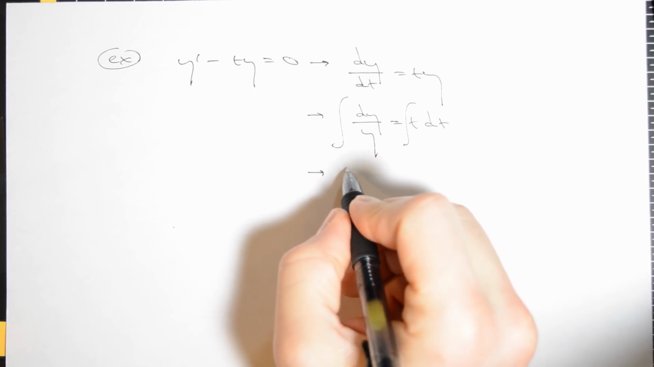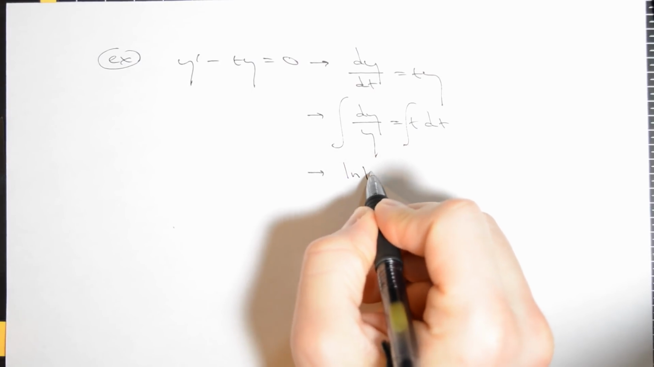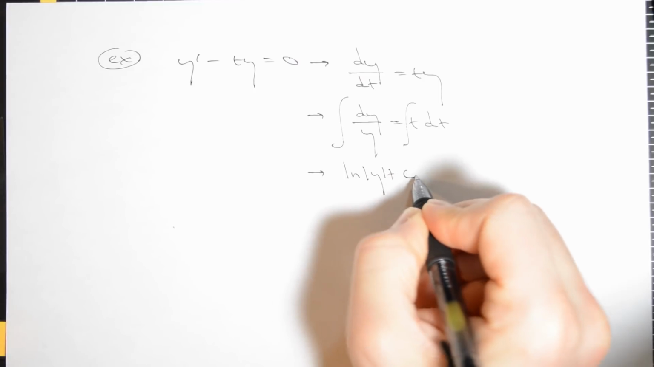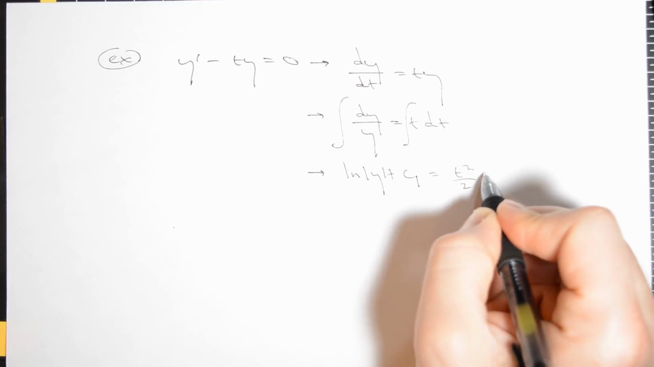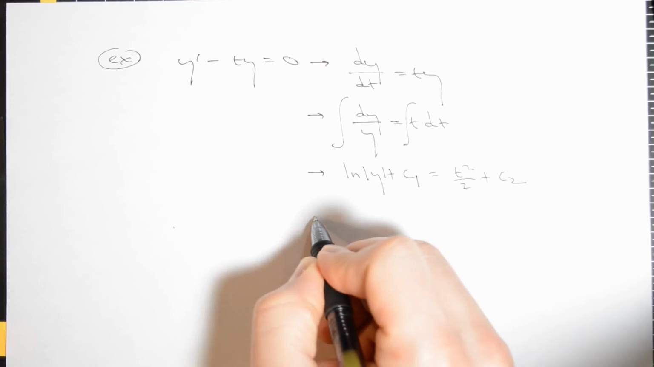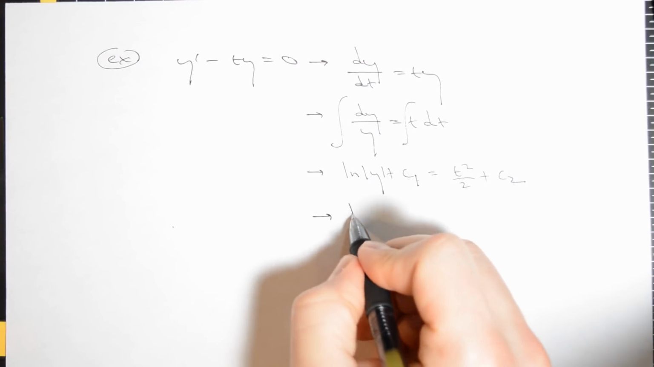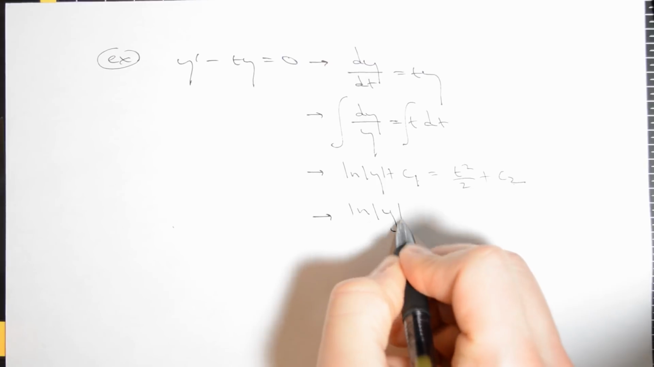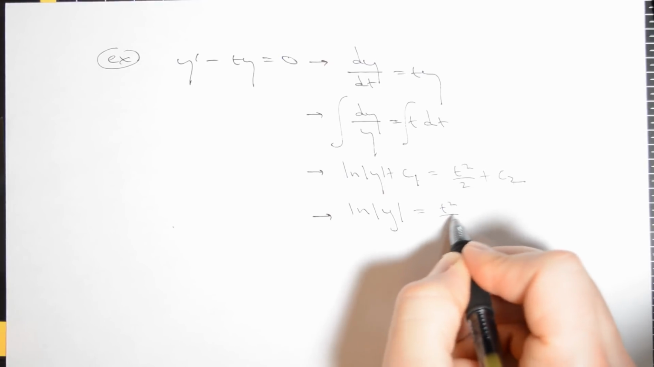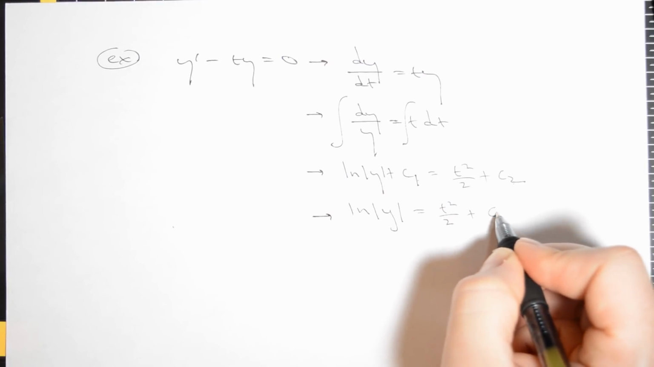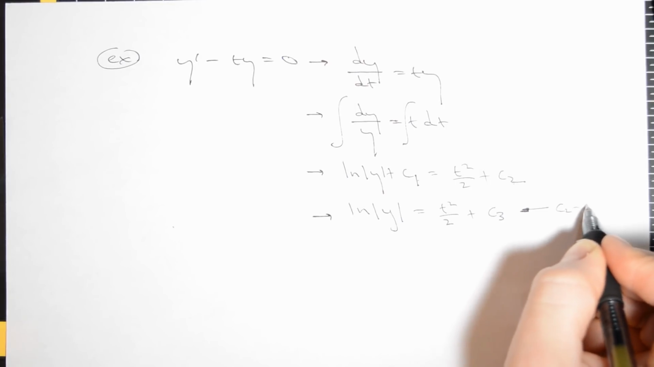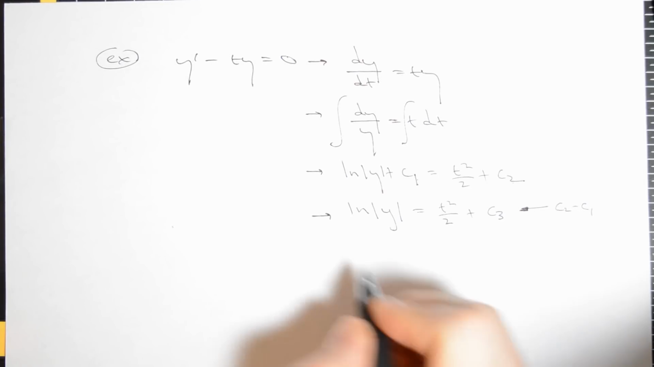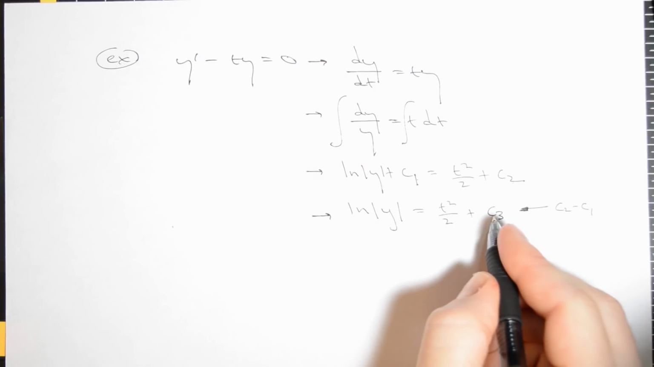So when we integrate the left-hand side, we'll have the natural log of the absolute value of y plus c1 is equal to, on the right-hand side, t squared over 2 plus another constant. These two constants can be combined. So this is the natural log of y is equal to t squared over 2 plus c3, where this c3 can be thought of as c2 minus c1. Then, how do we solve for y?